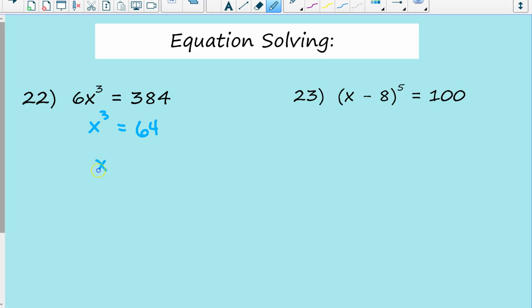And then cube root. Now, when you cube root both sides, do you need plus or minus, like you did when you square rooted both sides of an equation? No, you do not, because the cube root of 64, there's only one number, 4. It's not plus or minus 4, it's just 4.